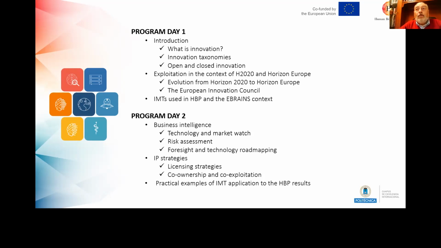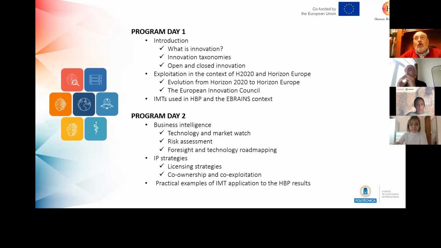Tomorrow, in day 2, we will start with the more advanced things. First, business intelligence, when we speak about technology and market watch, which could also be very relevant to know what should be the input for the future. Risk assessment, which is also very relevant because all innovation projects could have some risks, and then you need to know how to address this kind of risks. And then we will provide even some ideas about foresight and technology road mapping for the future. All of them belong also to the innovation management tools, but they are more specific and more detailed.